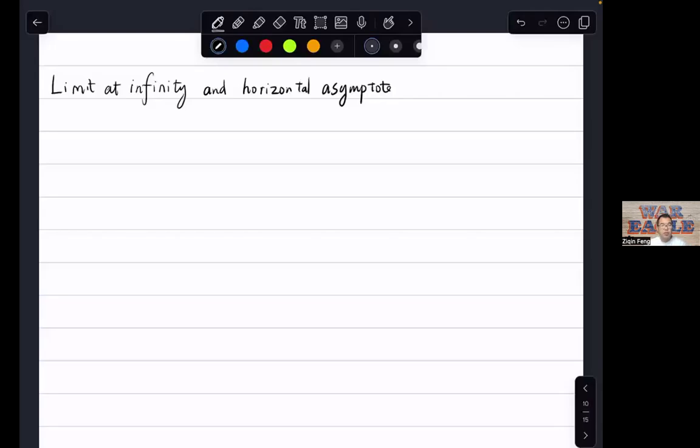In this video, we'll discuss limit at infinity and also horizontal asymptote. Let's see a motivating example here. Our example is a given rational function. Recall that a rational function is basically the quotient of two polynomials. So we have two very easy polynomials, x squared plus 1 and x squared minus 1.